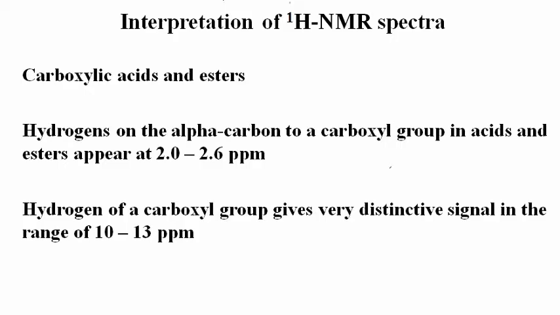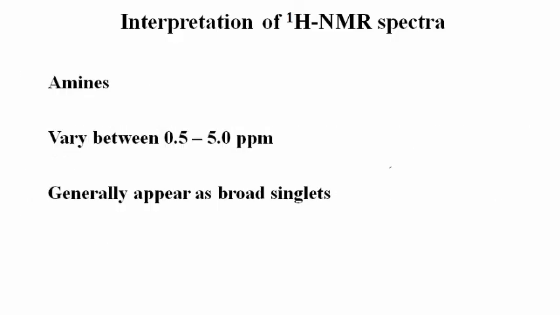Carboxylic acids and esters. Signals for hydrogens on the alpha carbon to a carboxyl group in both of these functional groups appear in the range of 2 to 2.6. The hydrogen of a carboxyl group gives a very distinctive signal in the range of 10 to 13 ppm. So this is downfield of most other types of hydrogens, even farther downfield than that of an aldehyde hydrogen. And this is easy to use to distinguish carboxyl hydrogens from most other types of hydrogens when you're trying to elucidate the structure.